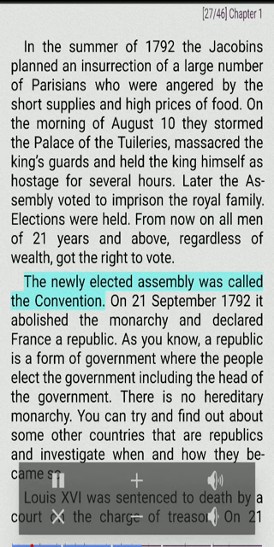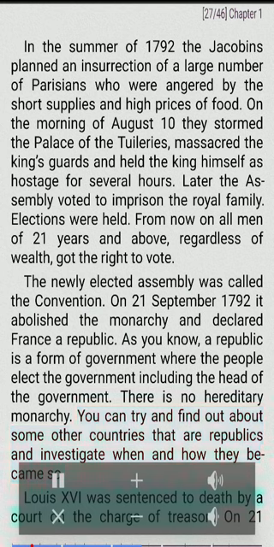Elections were held. From now on, all men of 21 years and above, regardless of wealth, got the right to vote. The newly elected assembly was called the Convention. On the 21st of September 1792 it abolished the monarchy and declared France a republic. As you know, a republic is a form of government where the people elect the government, including the head of the government. There is no hereditary monarchy.